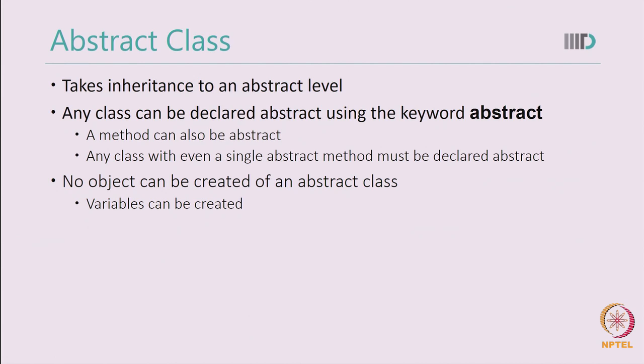If a class has even a single abstract method, the class must be declared as abstract. Abstract classes mean that no object can be created out of them and only variables can be created of an abstract class. These variables then refer to the actual instances of subclasses of that particular abstract class.